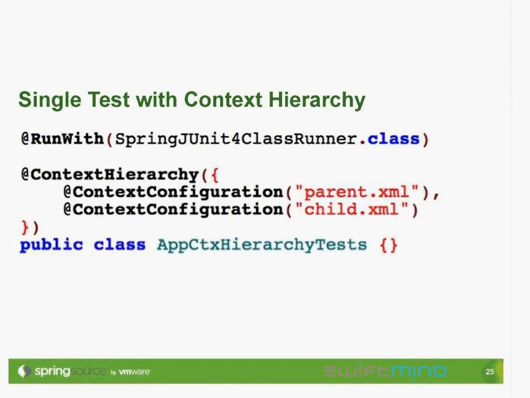Now, you're not limited to XML. You can, of course, use Java configuration here as well if you want. But the thing to note is that basically two application contexts will be loaded. There will be a parent and a child. These will both be cached. And the child application context will have its parent set to the parent application context. So you can test configuration similar to what you have in production.